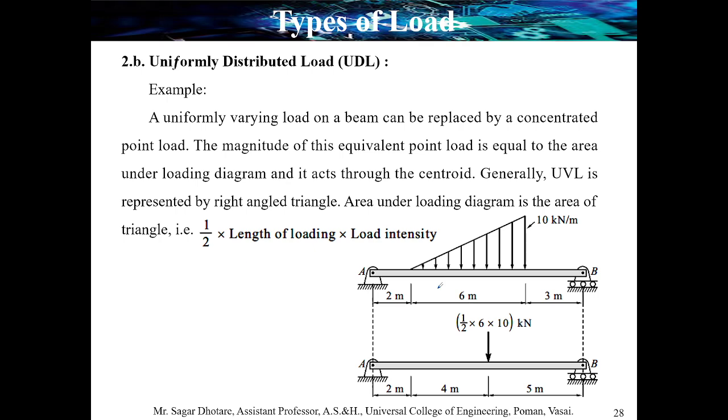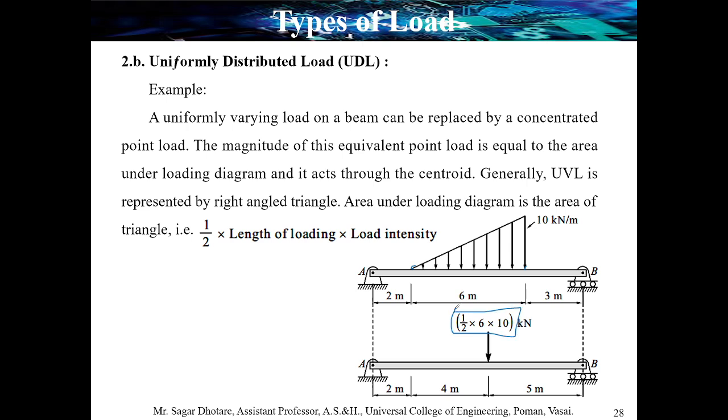With an example, look here, the 10 kilonewton per meter non-uniform distributed load is shown here. From this point it is 0, and at this point it is maximum. The total span is 6 meters. Now we can convert this non-uniform distributed load into a single point load. First of all, find the magnitude.